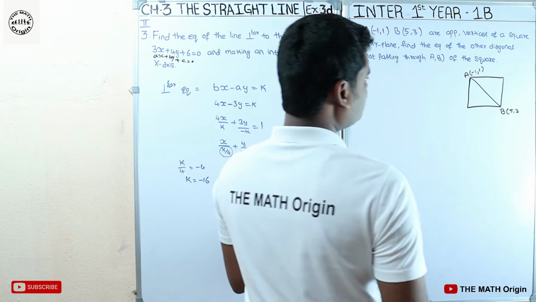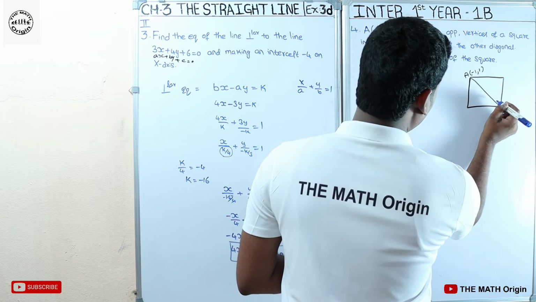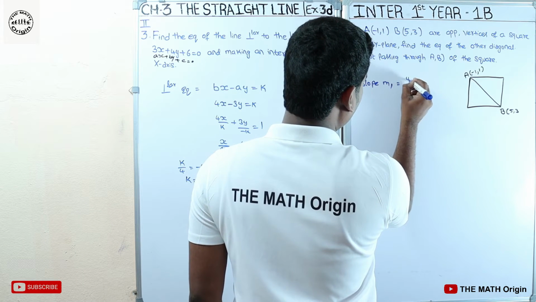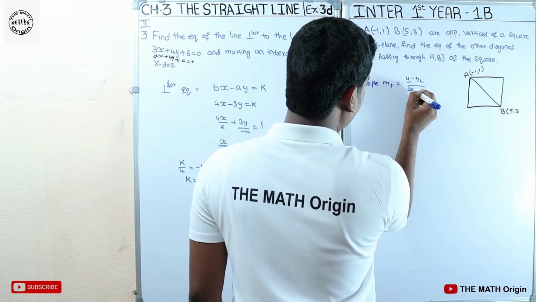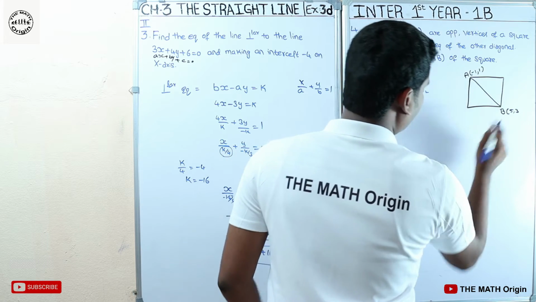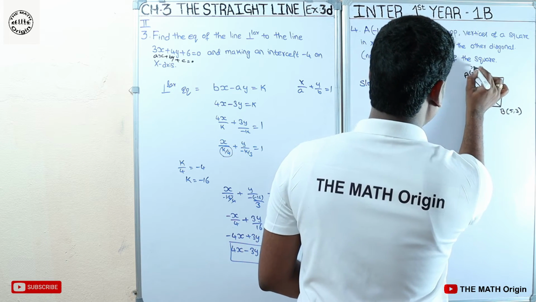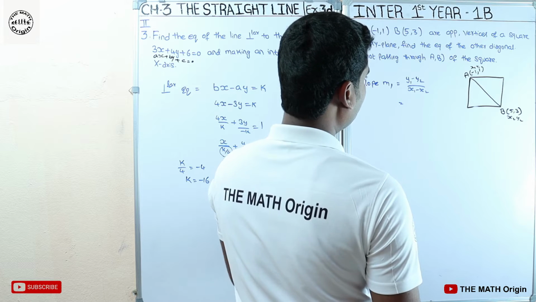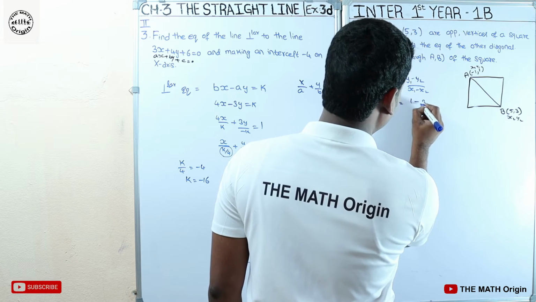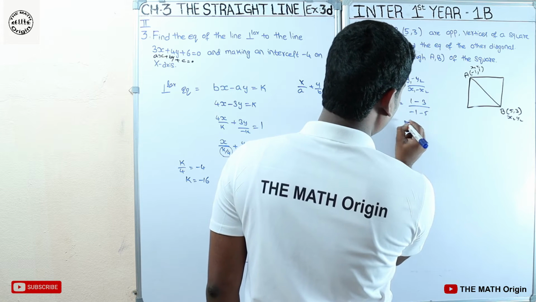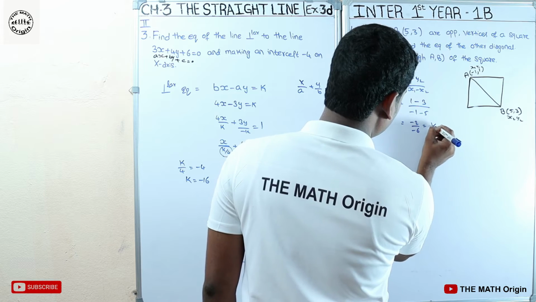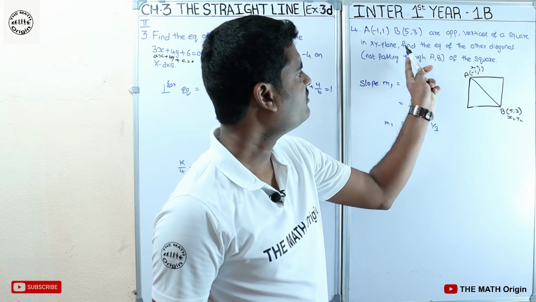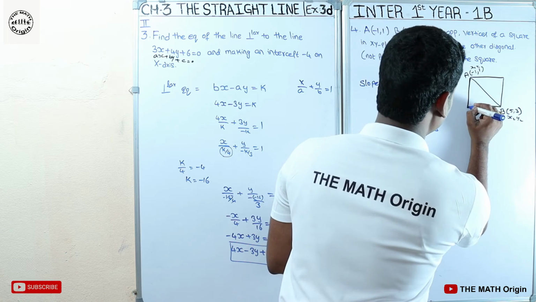Now let's find the slope of this line. Let's take this as m1, the formula is y1 minus y2 by x1 minus x2. Let's take this as (x1, y1) and this as (x2, y2). So according to that, the value will be y1 minus y2, y1 is 1 minus y2 is 3, by x1 is -1, x2 is 5, therefore that equals minus 2 by minus 6, which equals 1 by 3. Slope m1 equals 1 by 3. But now see, they are asking to find the equation of the other diagonal. We need to find this diagonal.